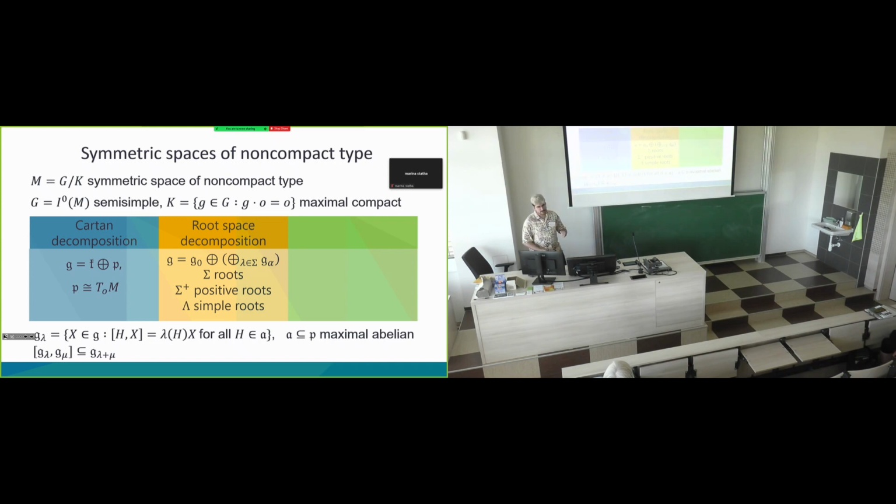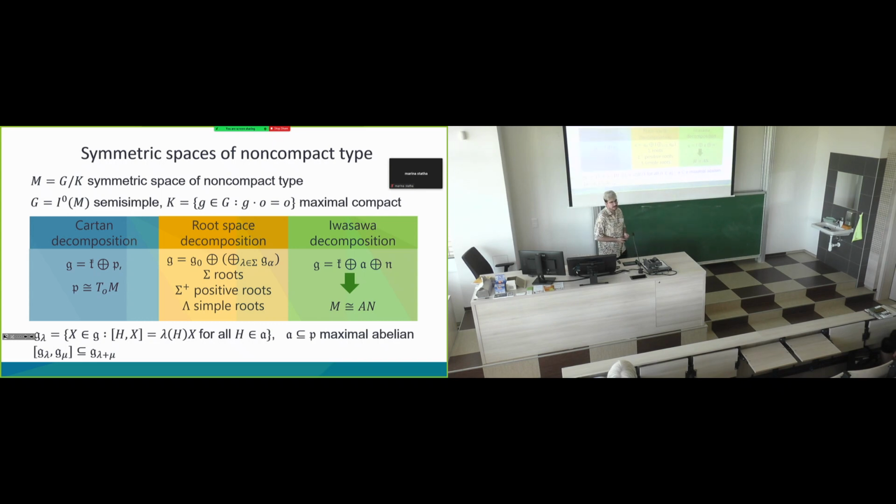And these root spaces have some nice properties. For example, this one regarding brackets, which tells you that if you take a vector in g lambda and a vector in g mu, and you bracket them, the resulting vector will be in g lambda plus mu. So, same as before, if we consider N to be the sum of all positive root spaces, we get a direct sum decomposition of g into K plus A plus N, and this induces a diffeomorphism at the level of Lie groups.